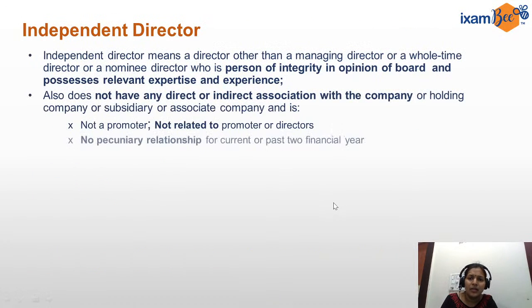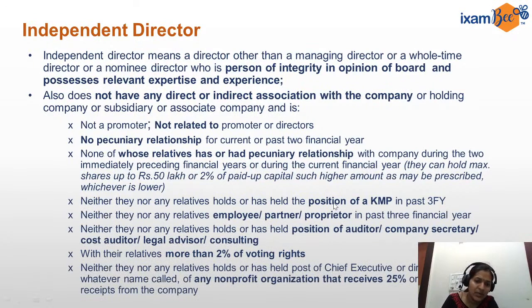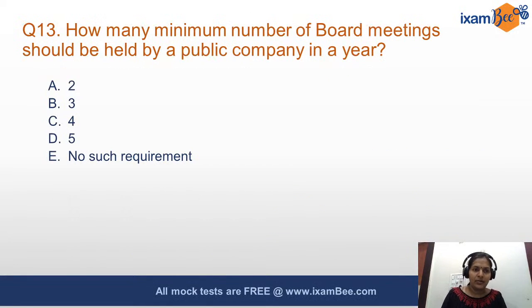So the Companies Act gives a long list. It is available in the Companies Act. You can go through that. The pecuniary relationship, as I said, is for the current and then the last 2 years. There's another full list that you should be aware of, who can and who cannot be an independent director. If you want to know, you can pause and go through this list later. Otherwise, it's also there in the Companies Act. Moving to the next question. How many minimum number of board meetings should be held by a public company in a year?